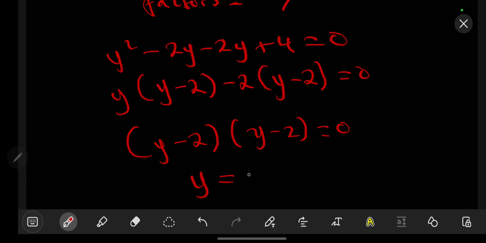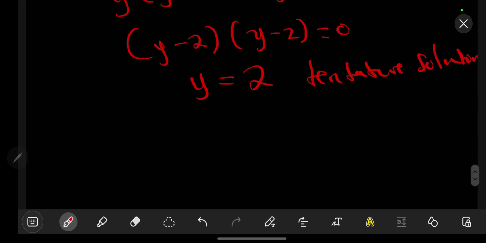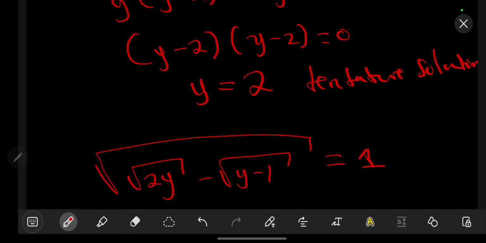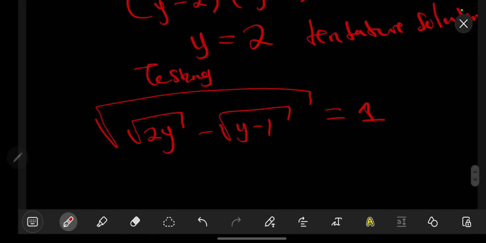So this one gives us y is equal to 2. This we call a tentative solution, meaning to say we are not sure if this solution will work. So let's get the original equation and test it. Testing the solution, where there is y we put 2.